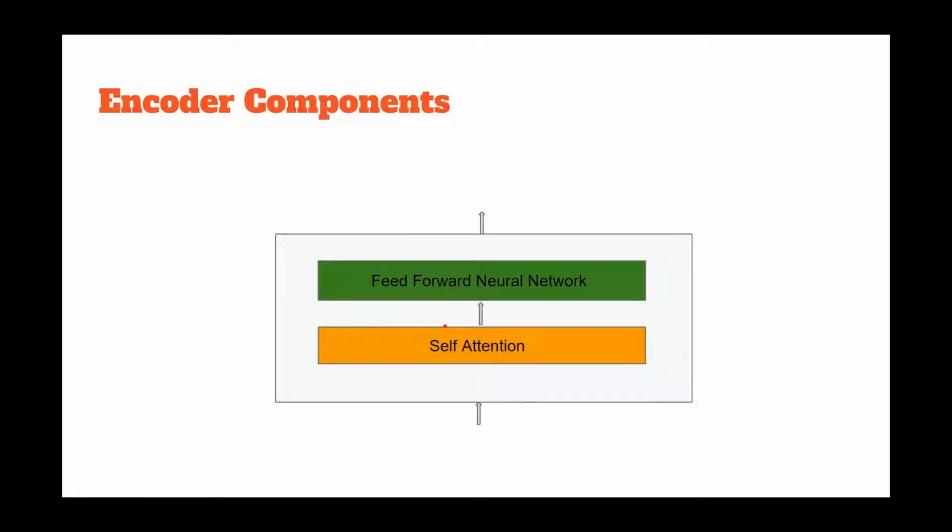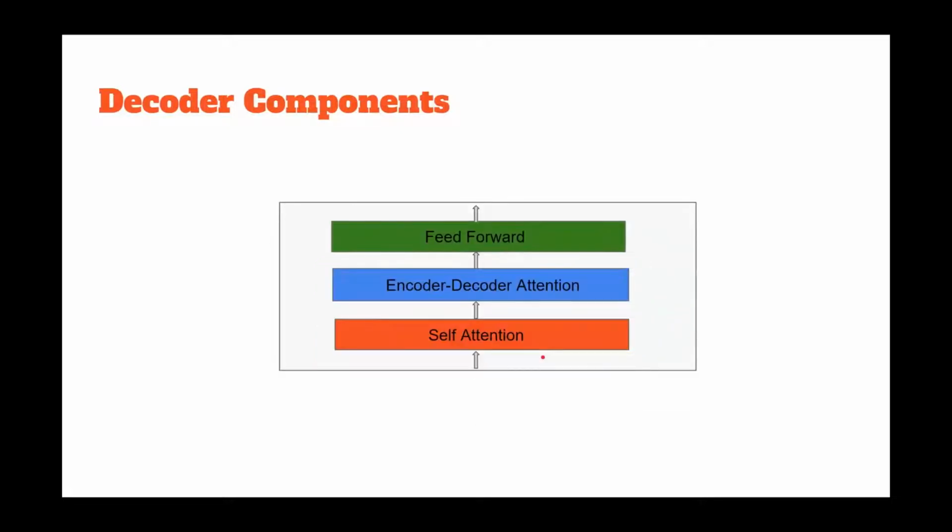Next, in the encoder, there are mainly 2 components: one is self-attention and the other is a feed-forward neural network. In the coming lectures, we'll go a little bit deeper into these layers and see what's happening inside. In the decoder, there are 3 components: self-attention, encoder-decoder attention, and a feed-forward layer. The only difference between the encoder layer and the decoder layer is the middle layer, which is called the encoder-decoder attention layer. In the coming lectures, we will see why this layer is needed in the decoder part.